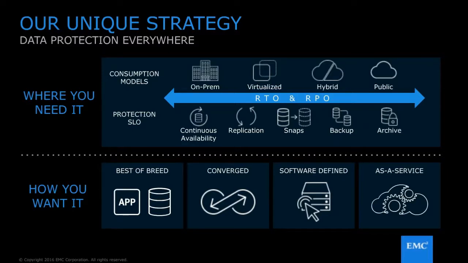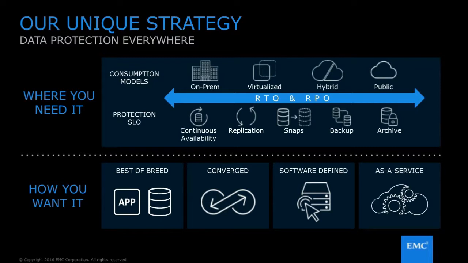So data protection everywhere is also about delivering protection across the continuum of data protection. Everything from continuous availability for those continuous uptime applications, down through replication, through snaps, through backup, all the way back to the other end of the spectrum, around archive. So that's really the where you need it. The how you want it is also a matter of, back to the conversation we were just having around the pillars of the modern data center. Data protection also adheres to those pillars.